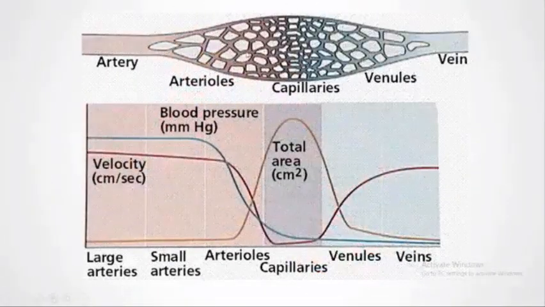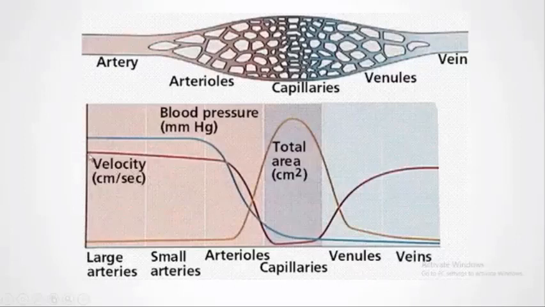So, this is the figure showing the way blood vessels are organized, starting with an artery till we reach a vein. And here we have a graph that includes the three variables. We have the velocity of blood, we have the blood pressure, and we have the total area of blood vessels. So let's see what will happen for the velocity as I move from a large artery till I reach the veins.